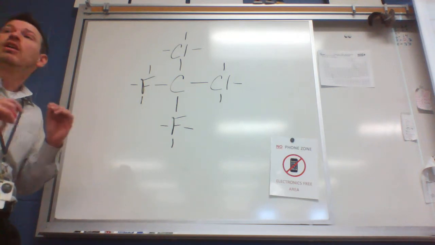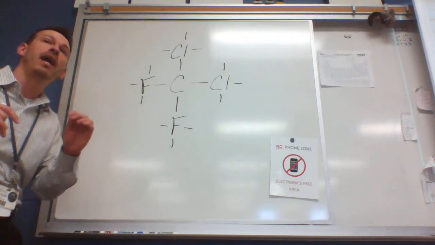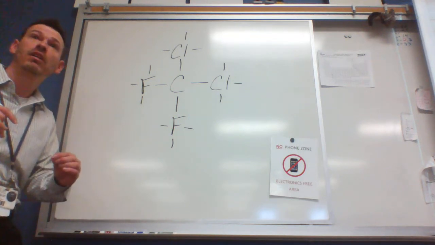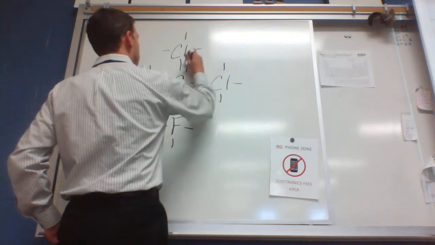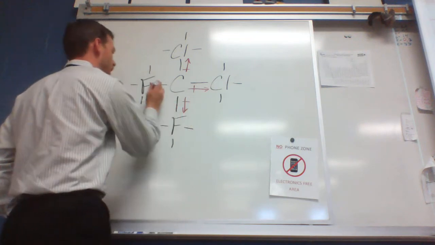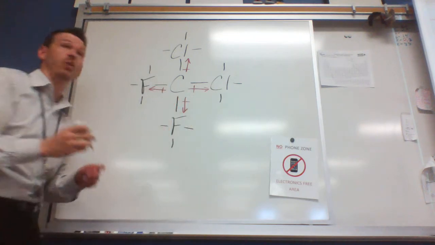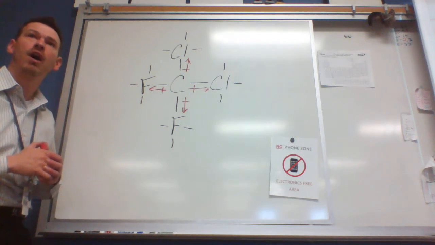All right, let's go through our questions. Do you see any polar bonds? Yes. How many? There's 4. Look, this is going to point towards chlorine, this is going to point towards chlorine, this is going to point towards fluorine, this is going to point towards fluorine. Do you agree? Yes. I pointed the arrows towards the more electronegative atoms of the pairs.